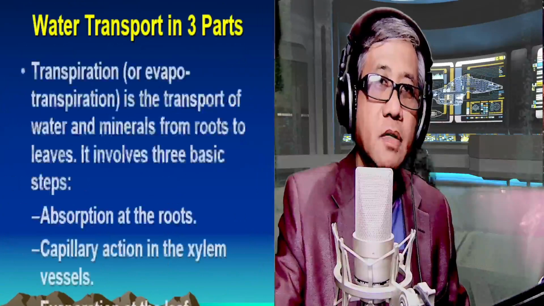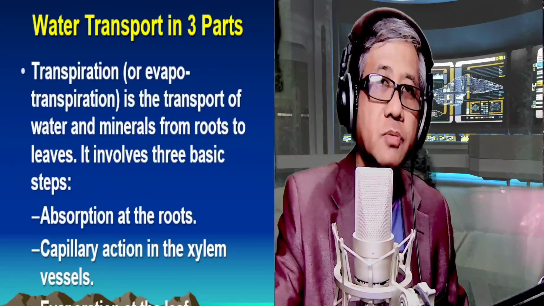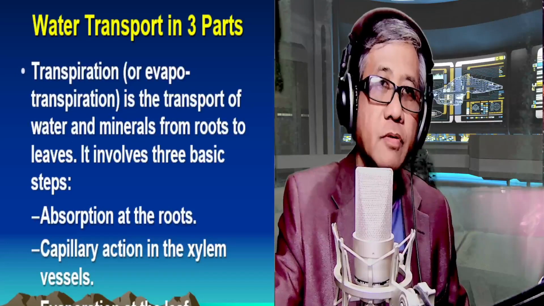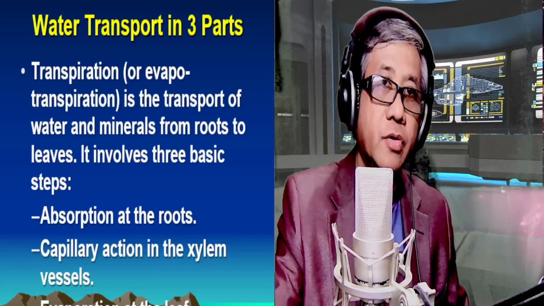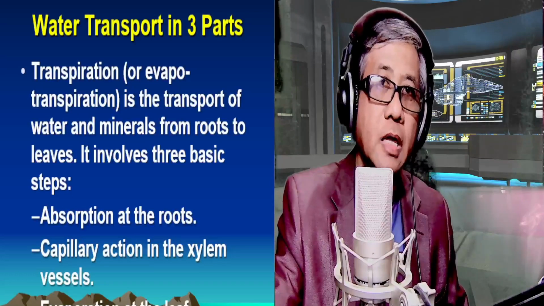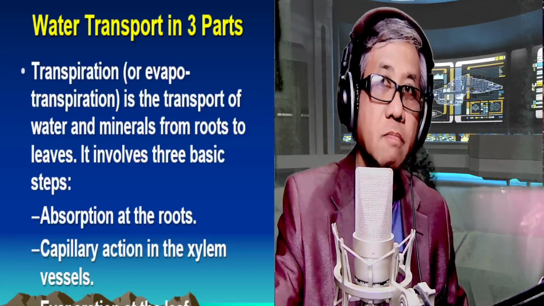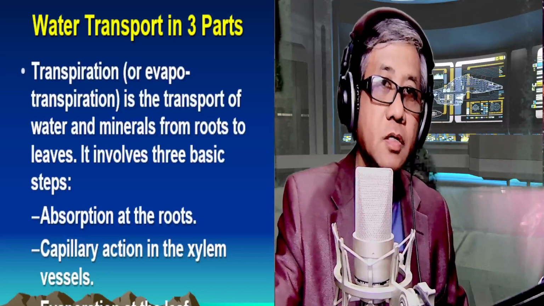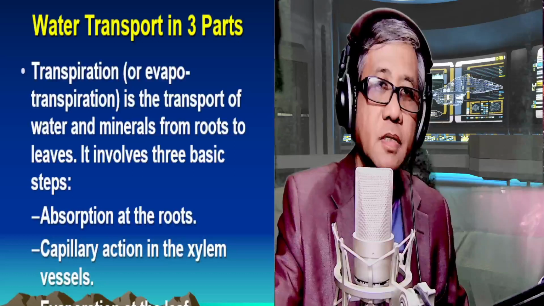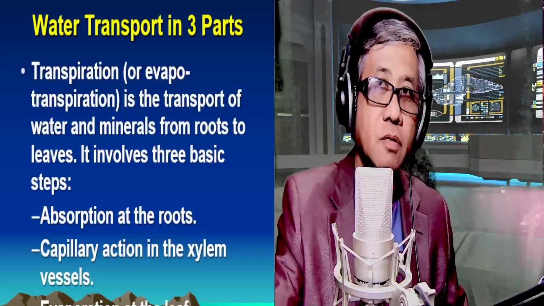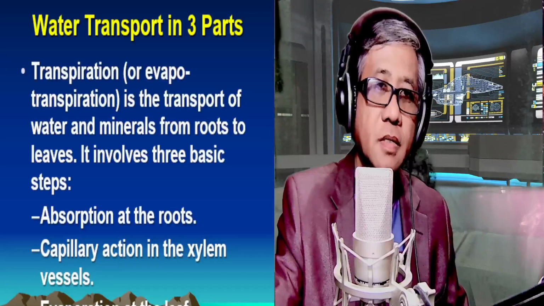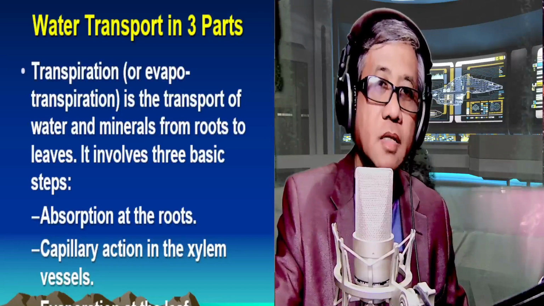Alright? Okay, so water transport is composed of a three-part process. So we have first transpiration or evapotranspiration. This is the transport of water and minerals from the roots to the leaves. And transpiration involves a three-step process. So we have absorption at the roots, capillary action in the xylem vessel, and evaporation at the leaves.